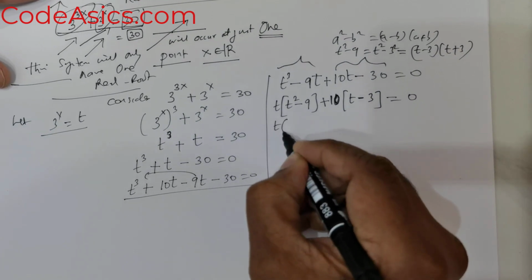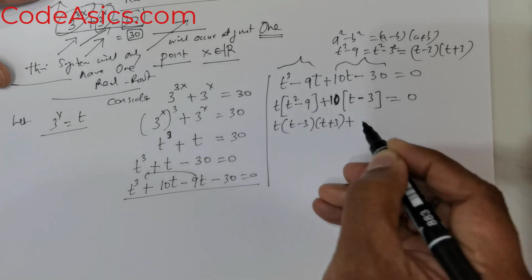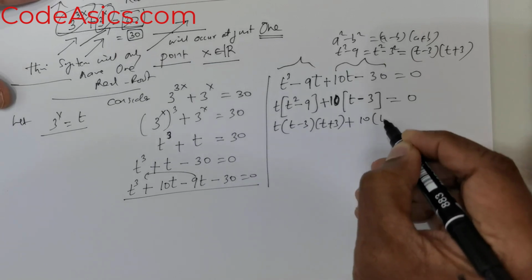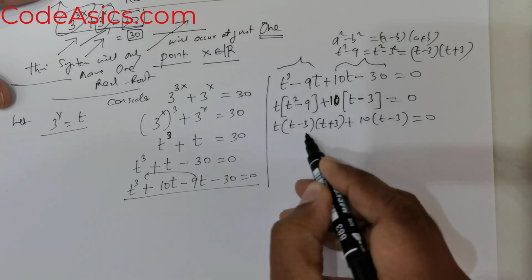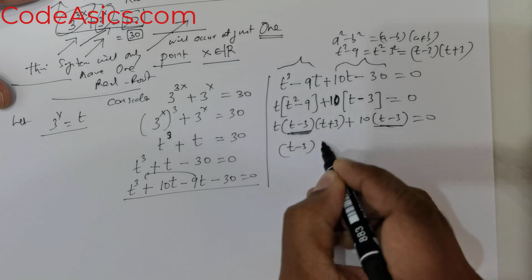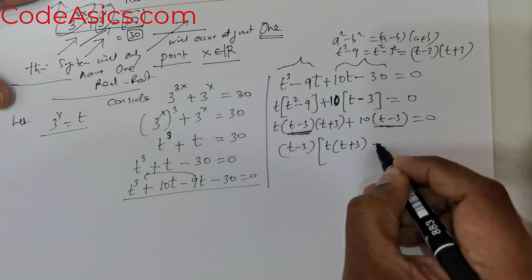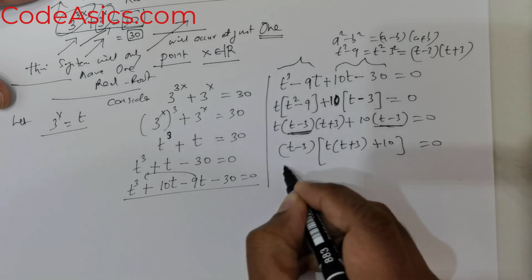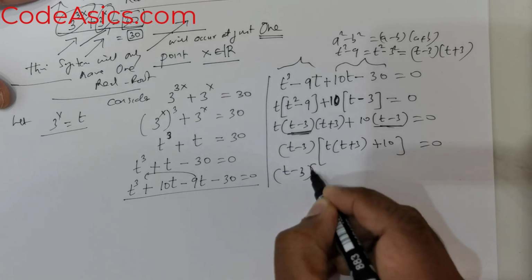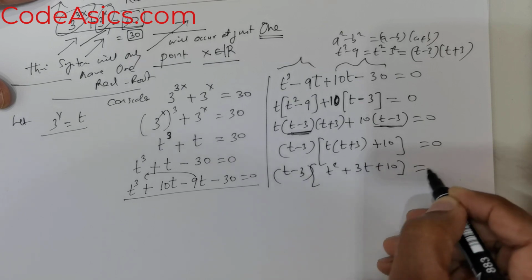So this is going to be t(t − 3) times (t + 3) + 10 times (t − 3) = 0. Now clearly (t − 3) can be taken out, and that would mean I now have (t − 3)(t(t + 3) + 10) = 0, which is nothing but (t − 3)(t² + 3t + 10) = 0.